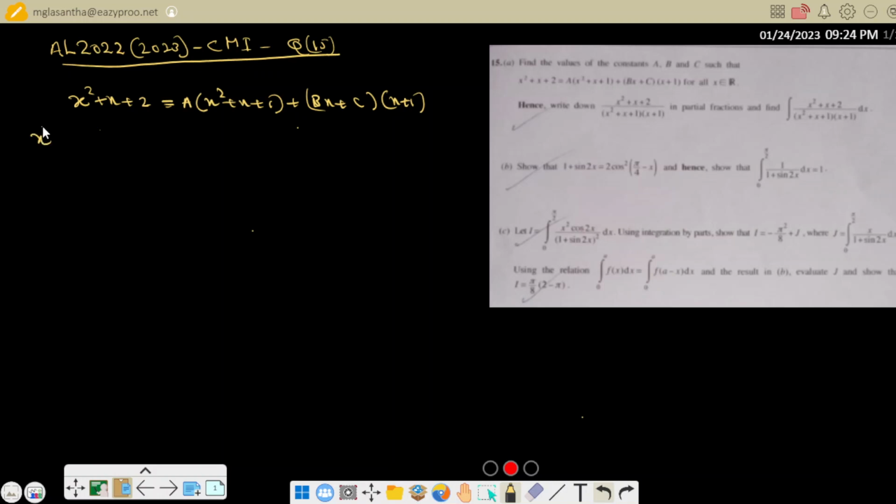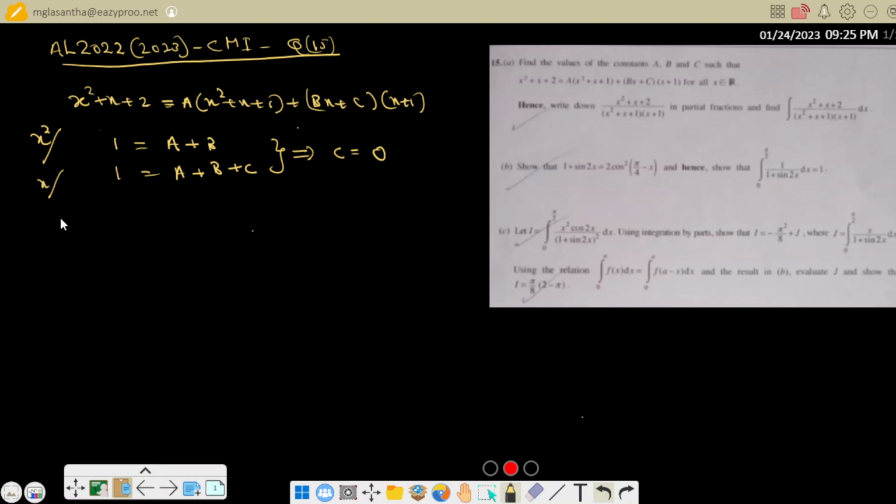If you equate the coefficient of x squared, the left hand side coefficient of x squared is 1, and the right hand side is a plus b. If you equate the coefficient of x, the left hand side coefficient of x is 1, and the right hand side coefficient of x is a plus b plus c. Then from these two you will get c equals 0.